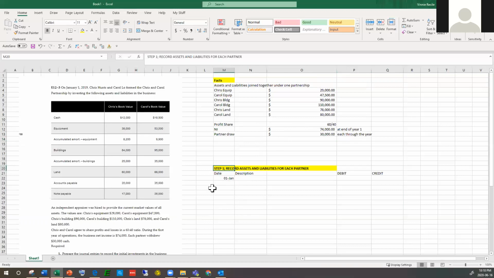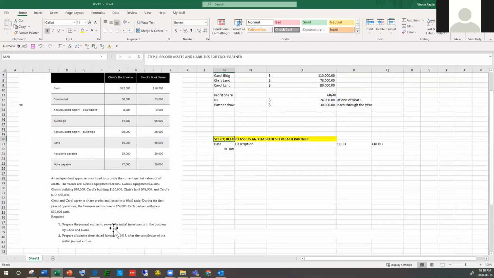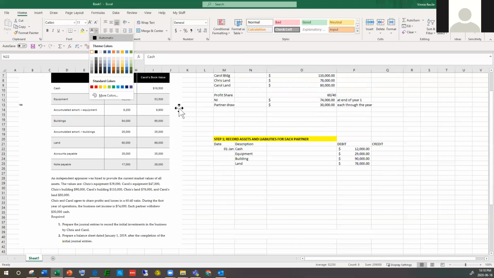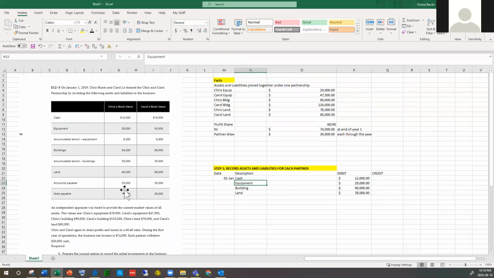The first requirement was to record the assets and liabilities of each partner at the beginning, based upon the initial investments. So what did we do for initial investments? Let's take a look here. I'm just going to try and hide these slowly so that we can take a look. The first thing we want to do is take each person's market value of their assets and then their liabilities and record those.